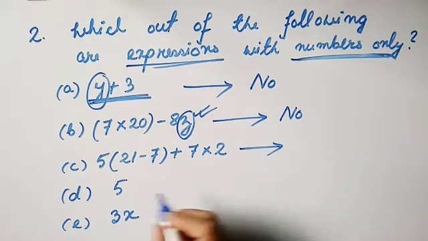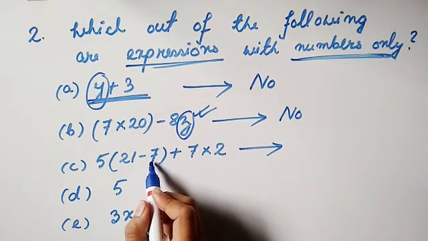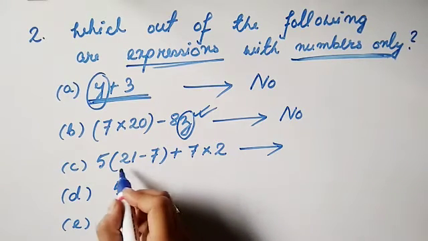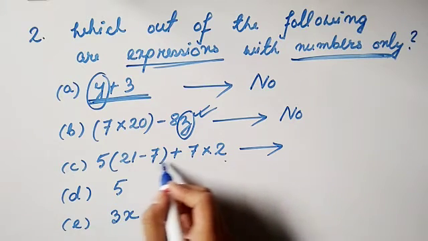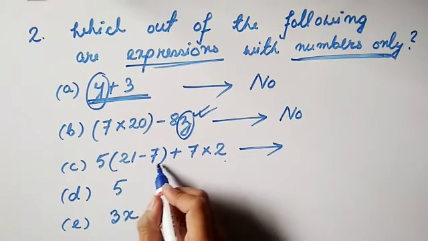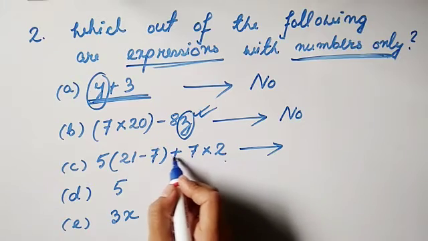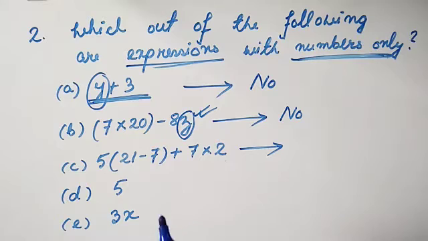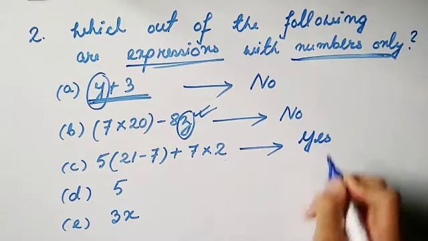Okay, next, our next question is 5 into (21 minus 7) plus 7 into 2. So is this an expression with numbers only? So check whether there is any variable involved or not. 5 is a number, 21 is a number, 7 is also a number, 7 and 2. So they are all numbers. There is no variable here, right? So this is an expression with numbers only. So answer will be yes.